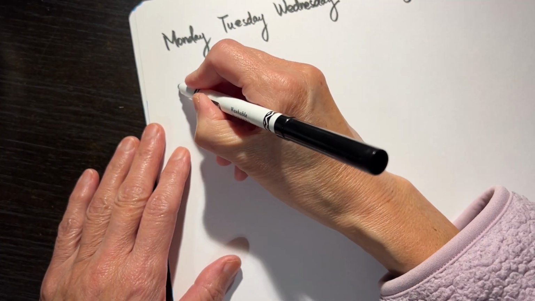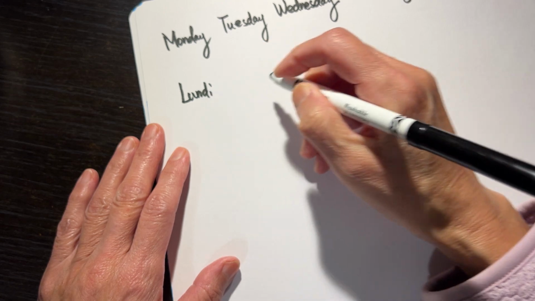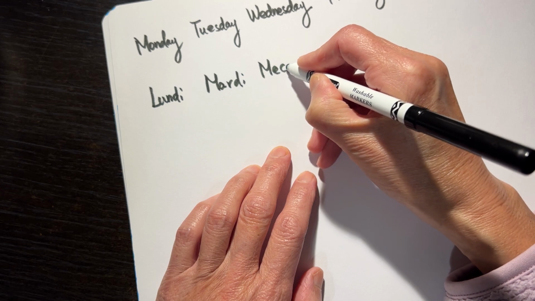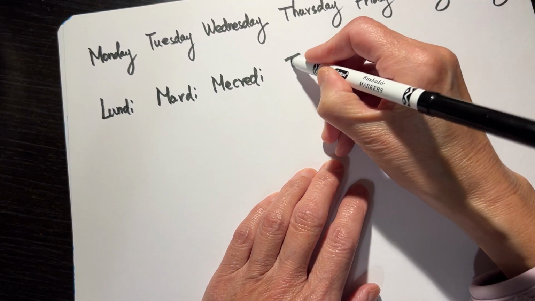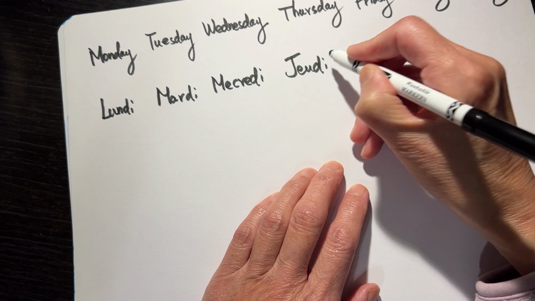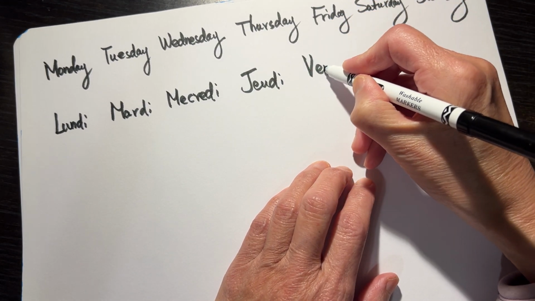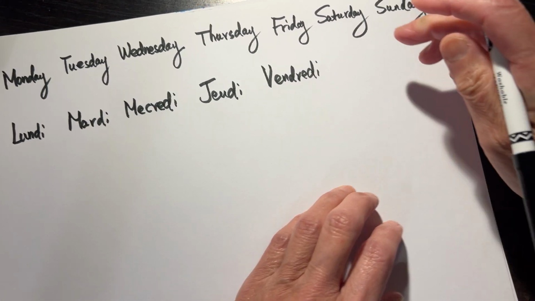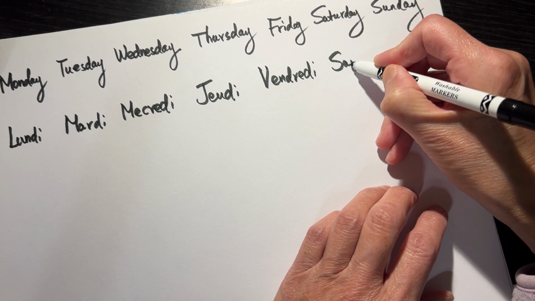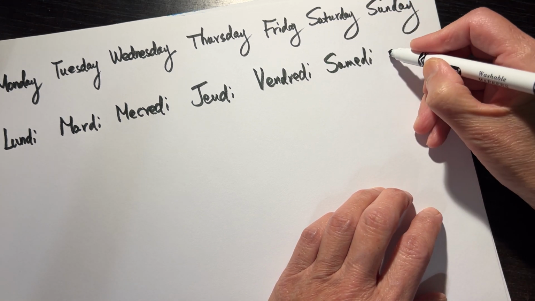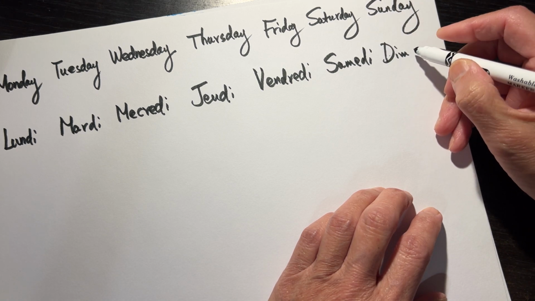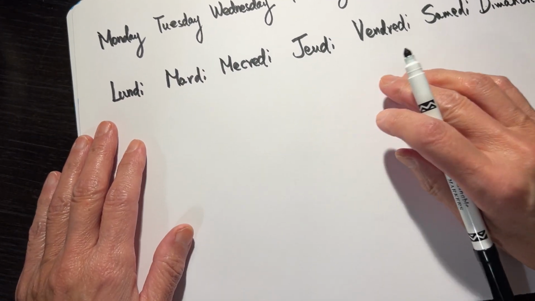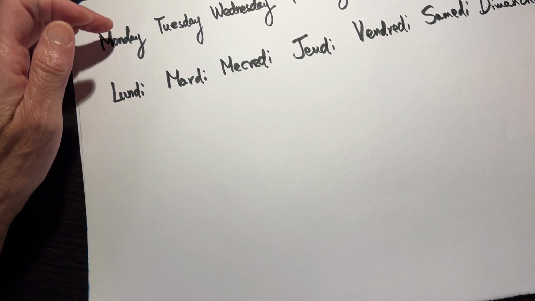And in French it is lundi, mardi, mercredi, jeudi, vendredi, samedi et dimanche. Maybe I have some spelling mistakes. Anyway, so this is Monday, Tuesday.